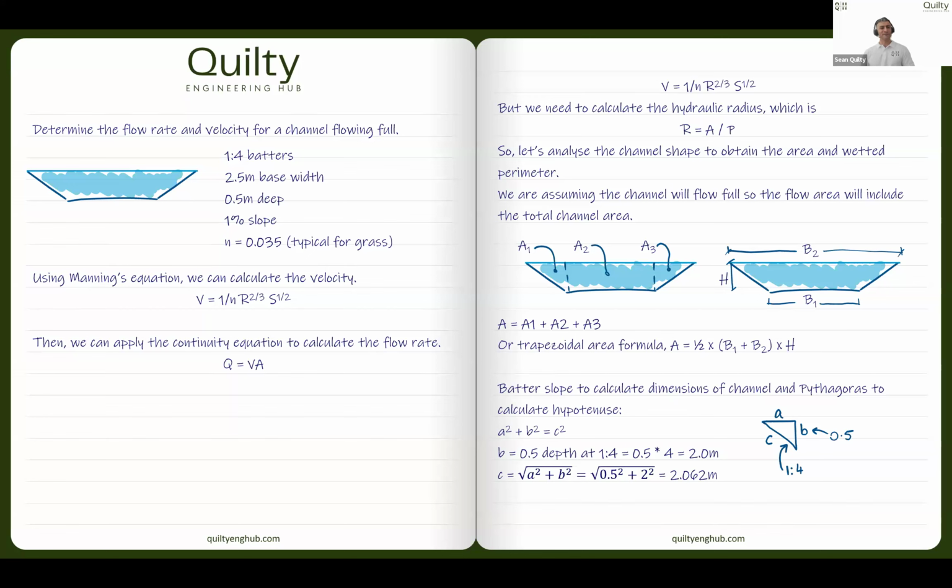So in this case, we've got 1 in 4 batters. We have a 2.5 meter base width, and it's going to be 0.5 meter deep, and the slope's at 1%. And we're assuming this is a grass channel. So we're going to use a Manning's value of 0.035, which is pretty typical for grass. Again, we're assuming that the flow is full. So if we look at the whole cross-sectional area of the channel, that will also be our flow area. And that's what we need in the Manning's calculations.